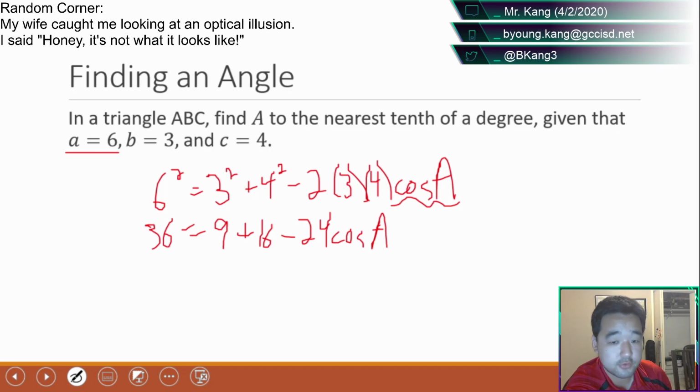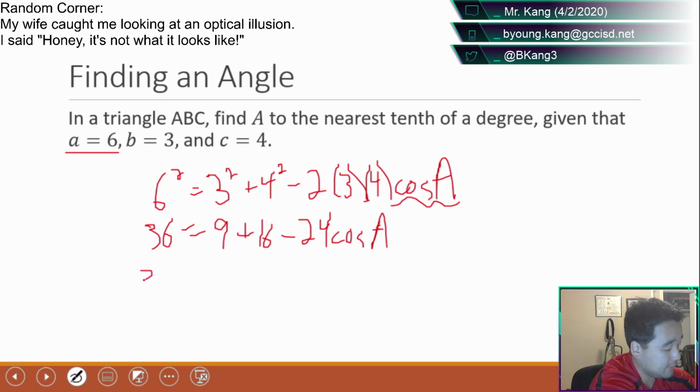What some students try to do here is they'll try to do 9 plus 16 minus 24, which is wrong. Because the 9 and 16 relative to a are being added, so you can subtract them over to the left-hand side. But the negative 24 is multiplied to cosine A. It has to be divided over. You can't just add all those numbers together. So here what you end up getting is 36 minus 9 minus 16 divided by negative 24.